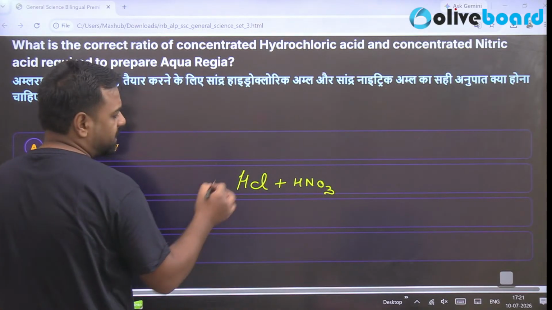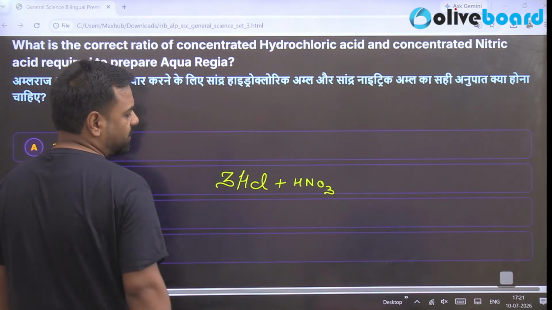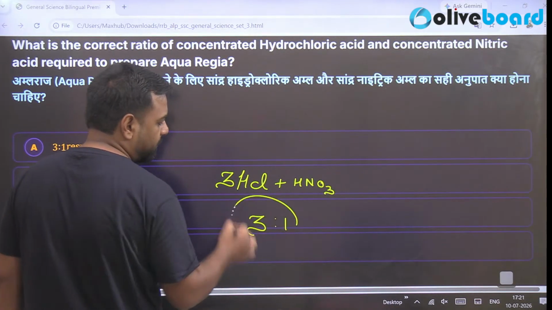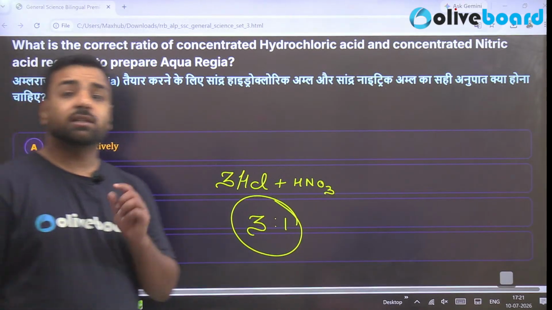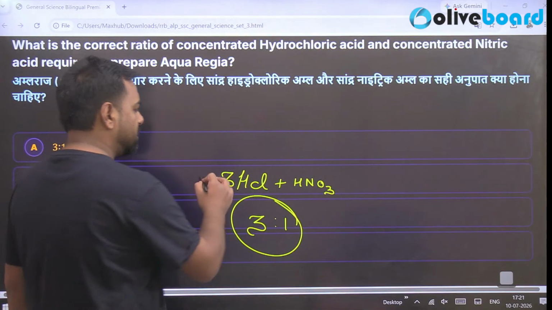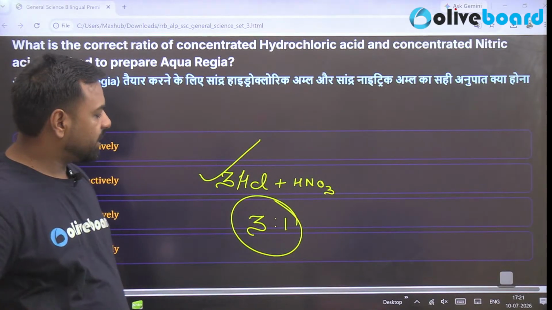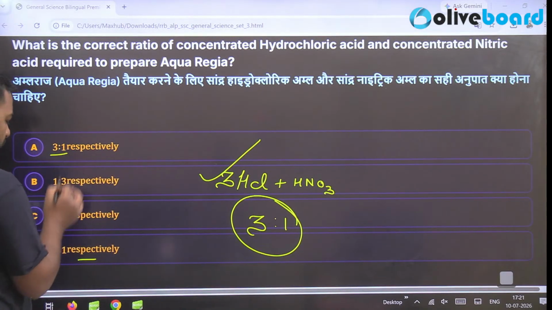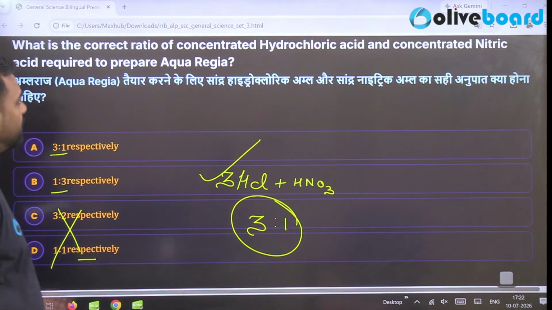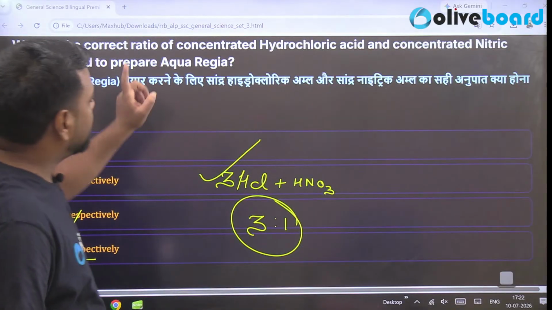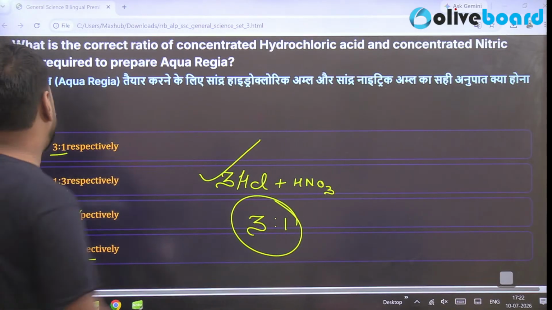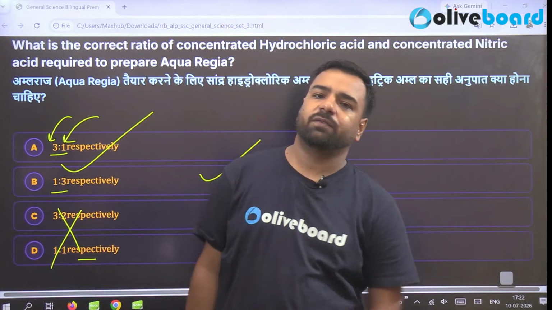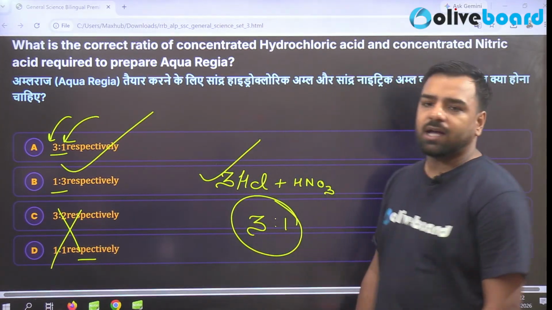So how many parts of HCl? It's 3 parts of HCl and 1 part of HNO3. So the molar ratio is basically 3 is to 1. Here 3 parts of HCl and 1 part of HNO3, that is 3 is to 1, will be the perfect option. And 1 is to 3 is not the option. We can eliminate that. Concentrated HCl is coming in the first part. So yes, 3 for HCl and 1 for HNO3. This time option number A will be the perfect answer. Option number A. I guess this part is sorted, guys.